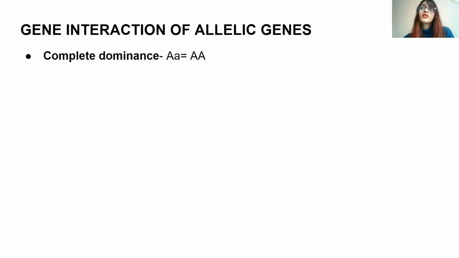Next is the interaction of allelic genes. I told you that a gene is represented by two alleles because we have a pair of chromosomes. So what is their interaction? We'll see. First, complete dominance. According to the law of dominance, one allele should always dominate the other, but sometimes that is not the case. However, if there is complete dominance, the phenotype of the heterozygous will always be the same as the phenotype of the homozygous dominant genotype.